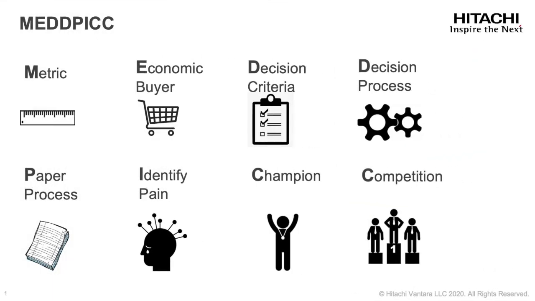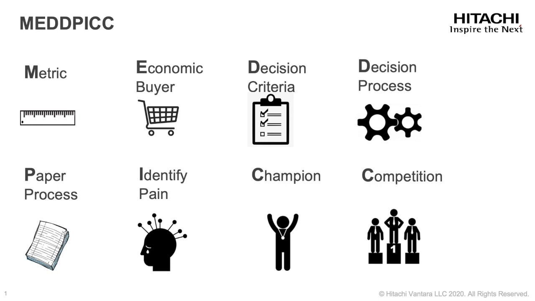Okay, let's start by going through a brief introduction to the MEDDPICC sales methodology. M stands for metric. This is where we look at the economic impact of the solution that we are selling. E stands for economic buyer. This is the person who has ultimate profit and loss responsibility for the project.